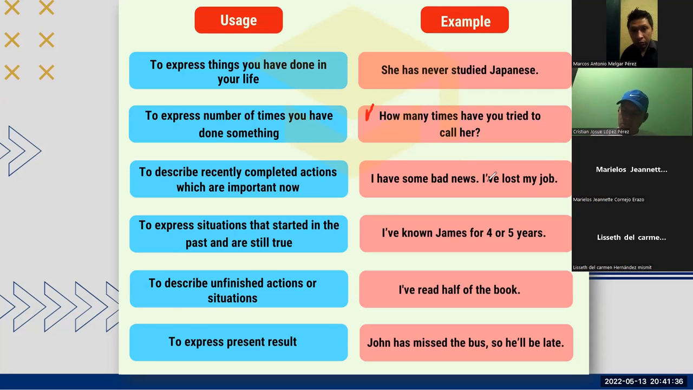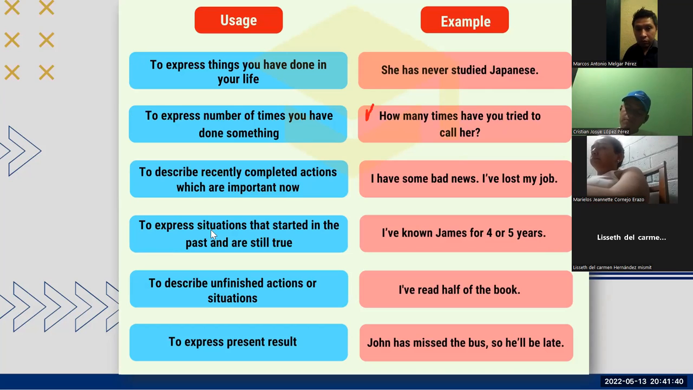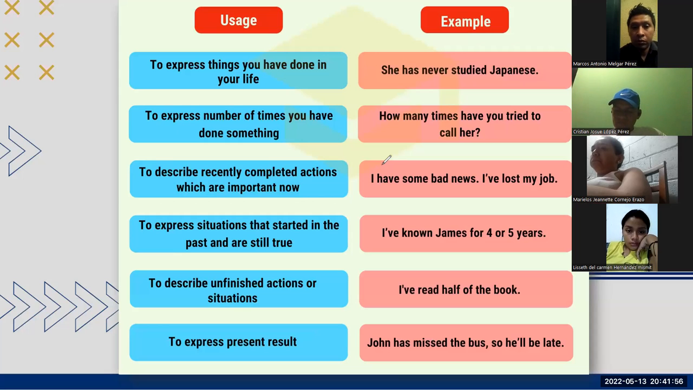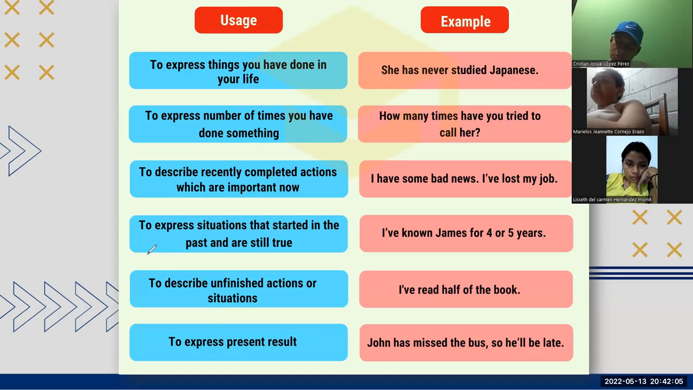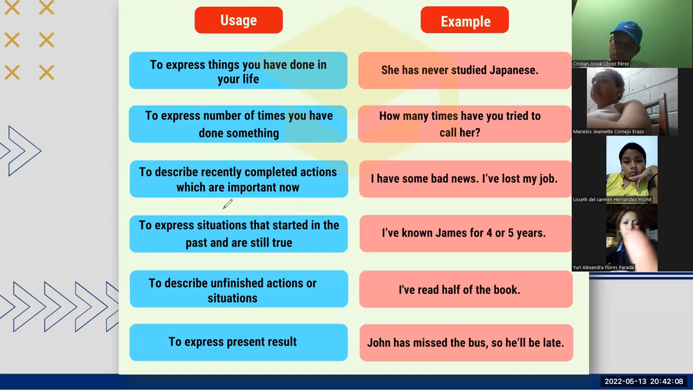Mabel. Mabel and Marcos Antonio. Mabel, could you please help me to read the definition, I mean the usage? And Marcos, you help me with the example. Okay, teacher. Okay. To describe recently completed actions which are important now. Very good. Great. By the way, thank you, Jaime, and thank you, Amilcar. So, to describe recently completed actions which are important now. Okay? Recently completed actions, which are important now.